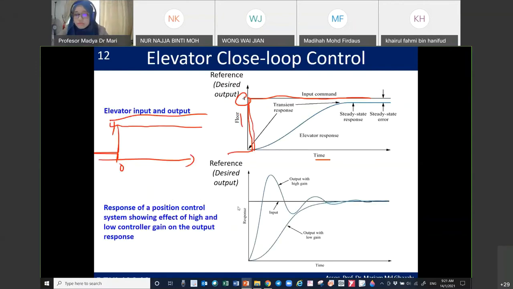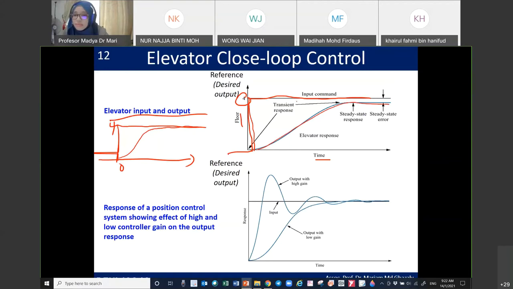Okay, what you see, the blue line over here, it starts from 0 also. What happens is that it's going to move up very slowly and reach steady state at the 4, the reference number 4. For this case, you see that it's going to go up and reach steady state.